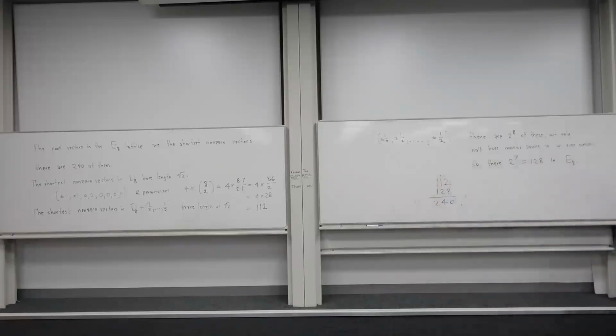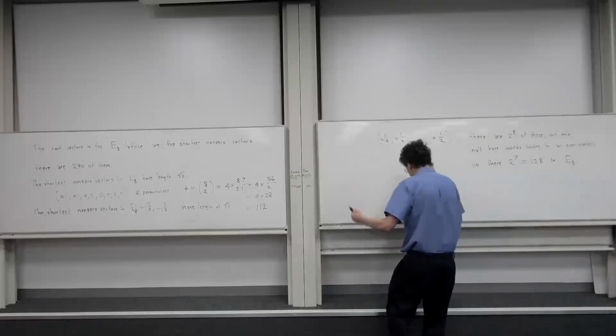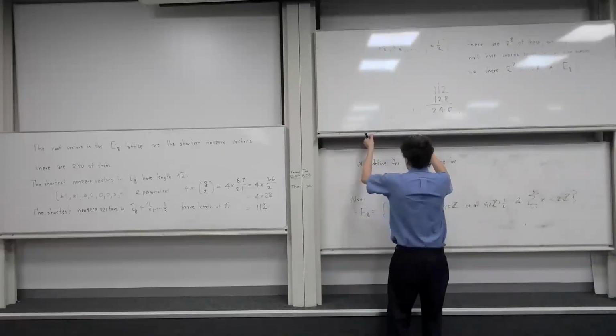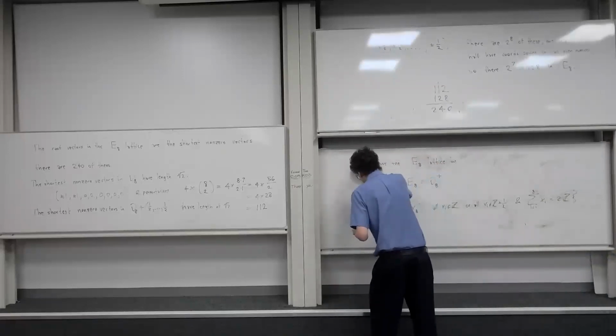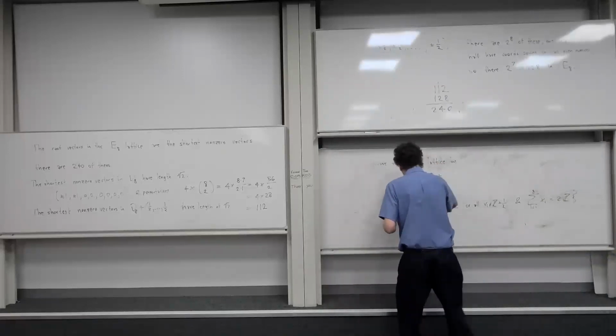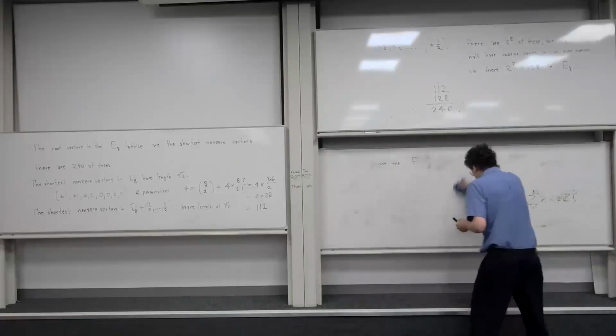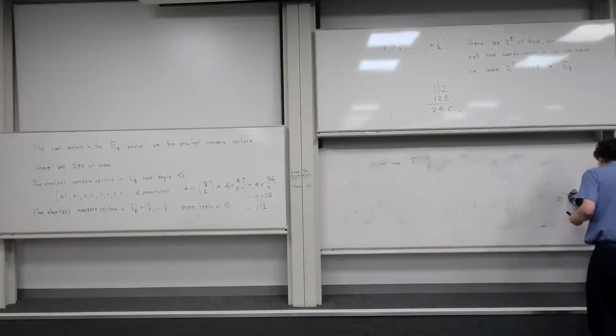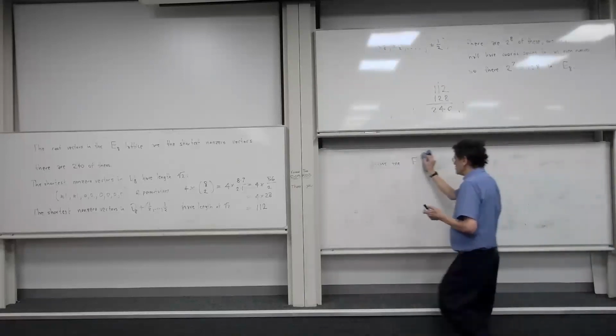So there are 240 of these points in this beautifully symmetrical arrangement, although you can't easily see it. But that's a good way to think about what's going on. So there's a theorem that's extremely hard to prove.